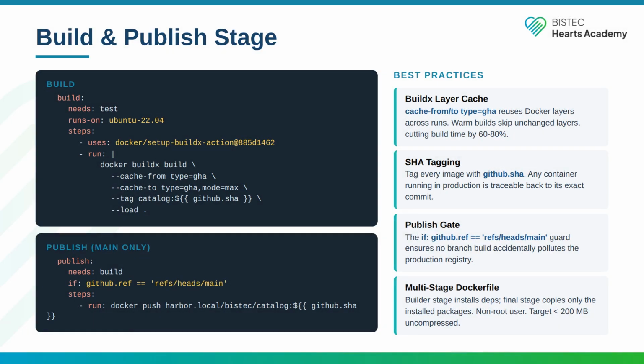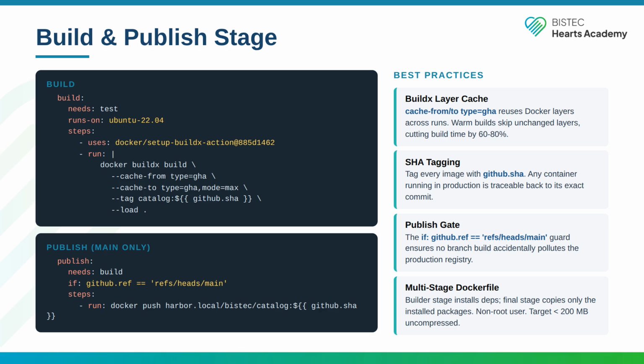The build stage uses Docker builds with cache-from and cache-to pointing to the registry cache. This means the layer cache persists across runs in the registry itself, making warm builds dramatically faster than rebuilding from scratch each time. The image tag is the full git SHA. Any container running in production can be traced back to the exact commit that produced it. This solves the traceability problem directly. No more guessing which code is deployed.